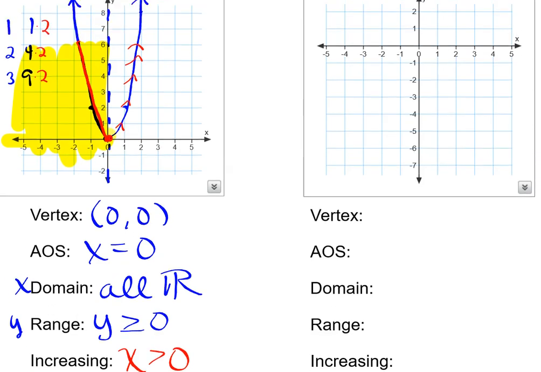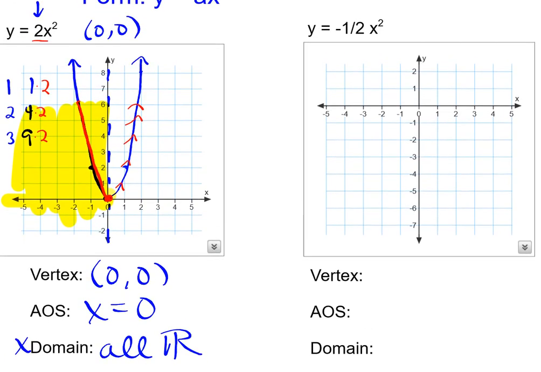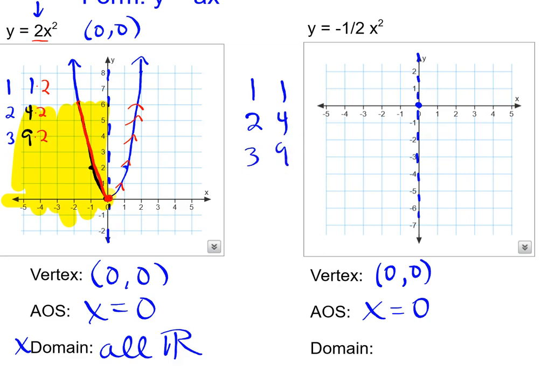Okay, let's look at the next one. We have y equals negative 1/2 x squared. So again, since there's no addition or subtraction, we know that our vertex is still at (0, 0). And since our axis of symmetry goes through that, our axis of symmetry is x equals 0. Now to graph it, we're going to look back at that basic shape: 1, 1, 2, 4, 3, 9. And this time we have a vertical shrink by a factor of 1/2. So 1 times 1/2 is 1/2, 4 times 1/2 is 2, and 9 times 1/2 is 4.5.